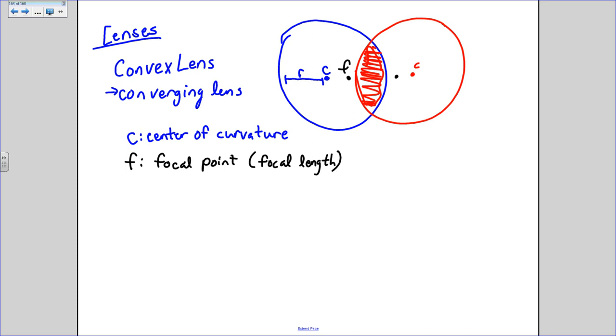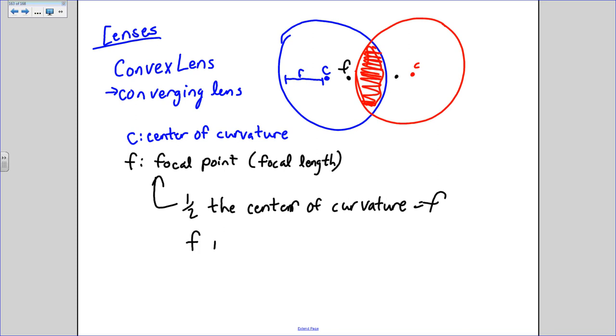The focal point is the point in space, and the length is the distance from the lens to the focal point, but I often use them interchangeably. The focal length, or the focal point. So the focal point is 1/2 the center of curvature. That's the focal length, is equal to 1/2 the center of curvature. But the focal length is also the point where parallel rays focus.